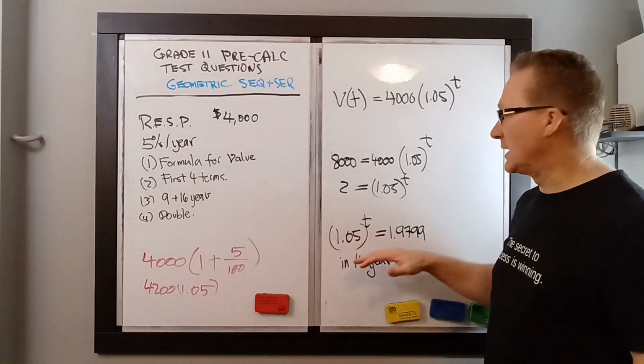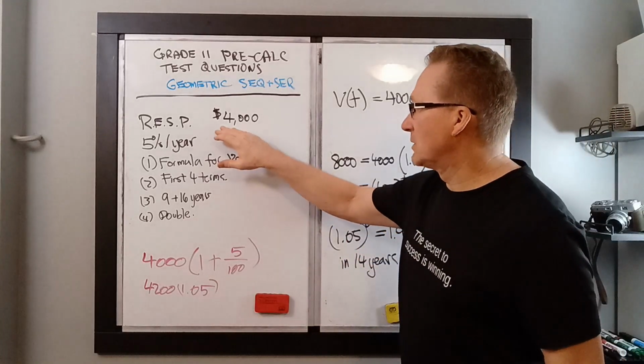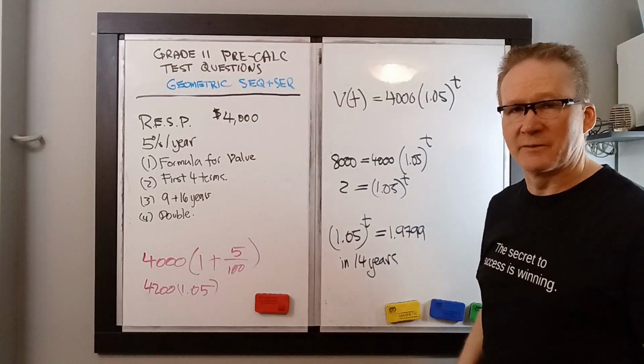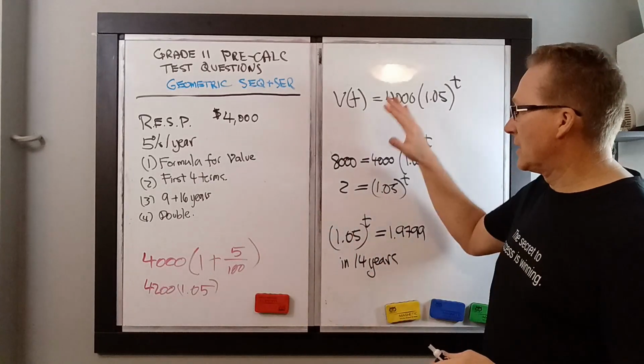So we could say roughly at the end of 14 years, Jasmine will have doubled her investment and she's ready for a year of college, or depending on where you go. I hope that helped with this problem.